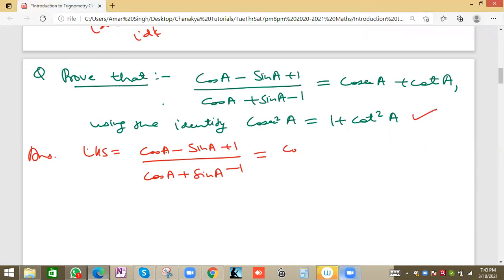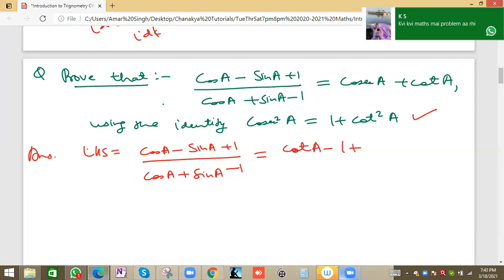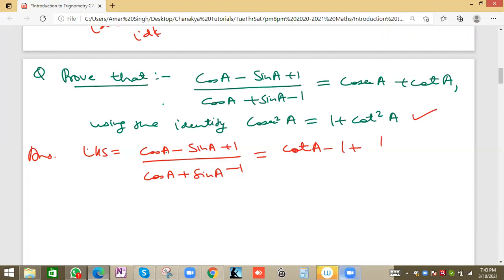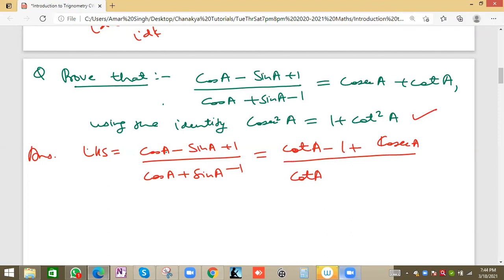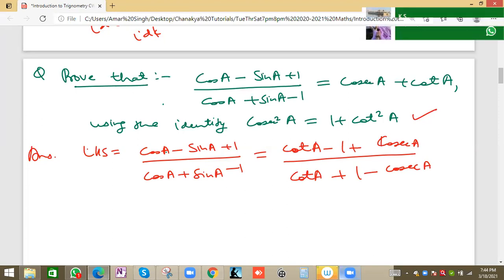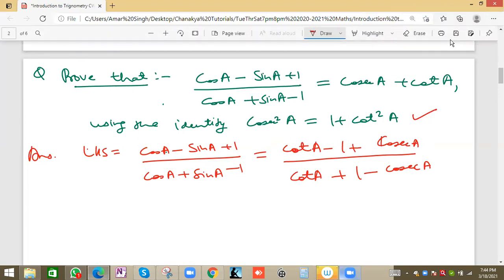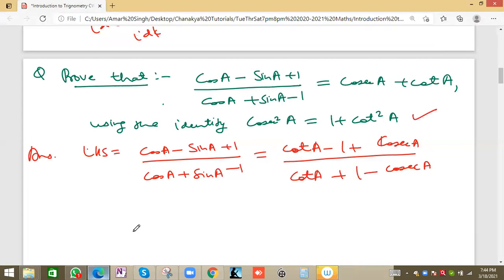This will be cos by sin, cot A, minus 1 plus 1 by sin, which is cosec A, by cos by sin, cot A, plus 1 minus cosec A. Now we'll see how we can prove. So cot A minus 1 plus cosec A by cot A plus 1 minus cosec A.